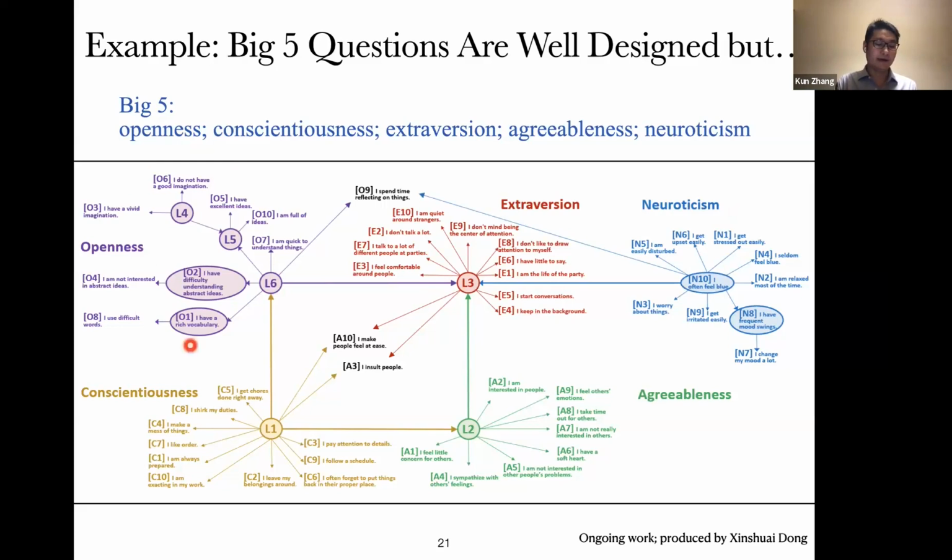For instance, let's look at this part, the left part. In psychometric studies, they just say, oh, this is openness. Now you can see we have detailed understanding. There are 3 latent variables here. And if you have a close look, you can see L4 is about imagination right here, and L6 is about understanding. And L5 is about coming up with ideas, so creativity.